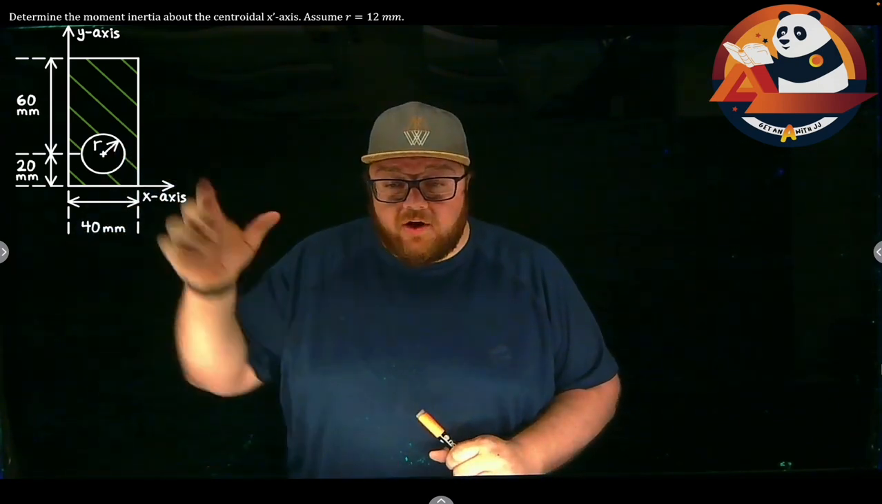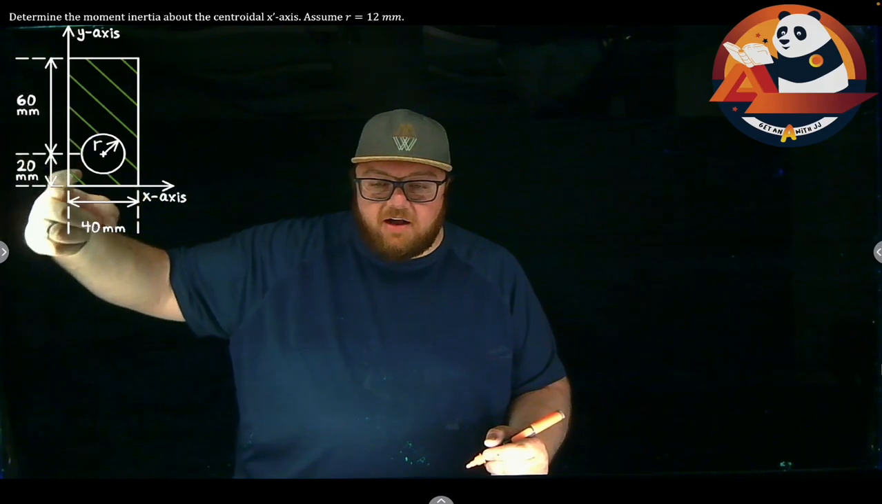So we have, let's determine the moment of inertia about the centroidal x prime axis. And we're told to assume r is 12 millimeters. If we're looking for moment of inertia about the centroidal x-axis, the first thing we're going to need to do is figure out where that axis is located. So we're going to have to find the centroid, and then we can come in and find moment of inertia afterwards.